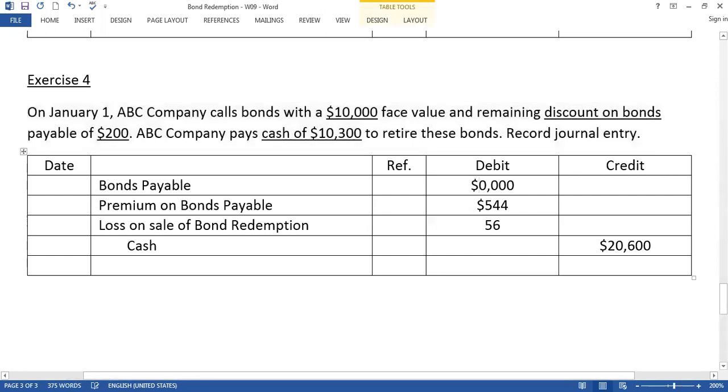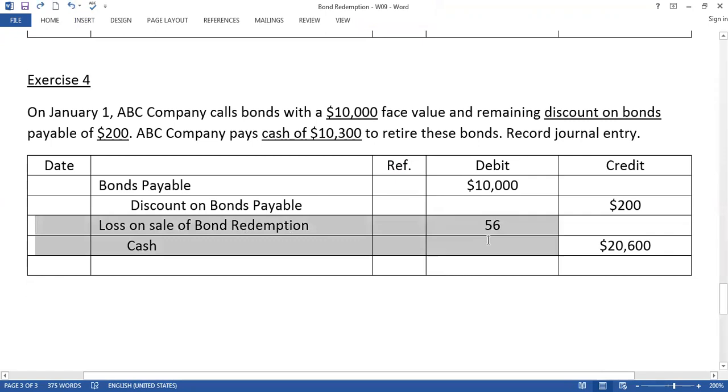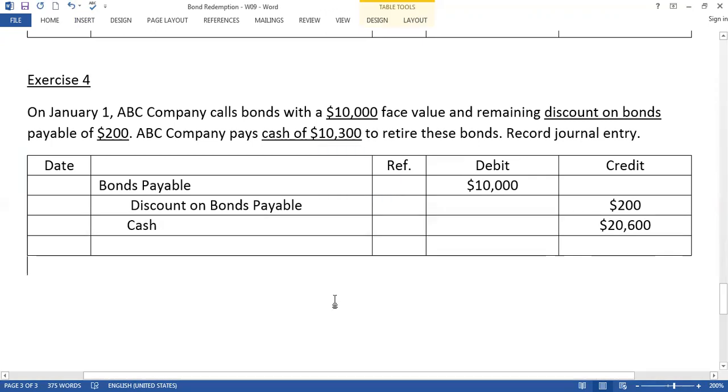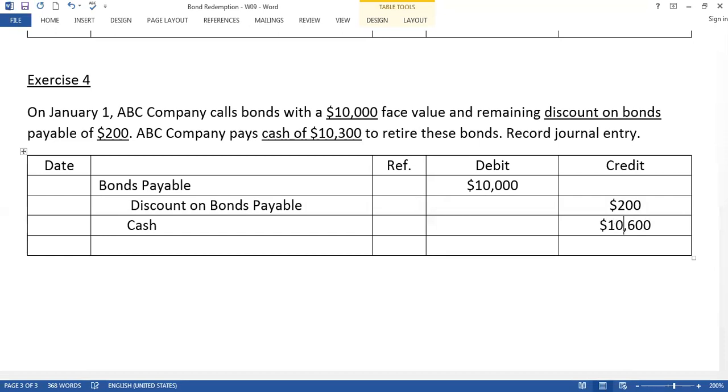So bonds payable debit, and discount on bonds payable now credit, right? Because discount on bonds payable normal balance is debit, but to close, make it credit. It is 200. We close our bonds payable, we close our discount on bonds payable, and we pay cash 10,300.